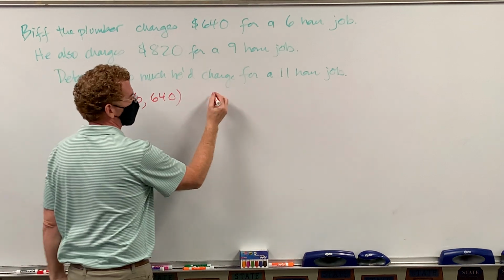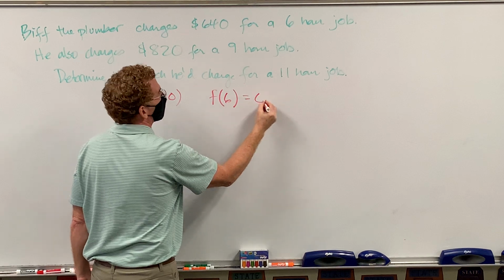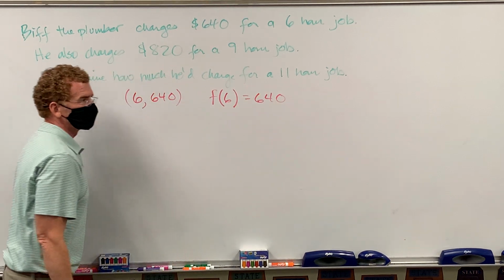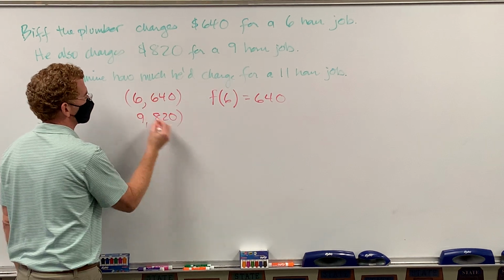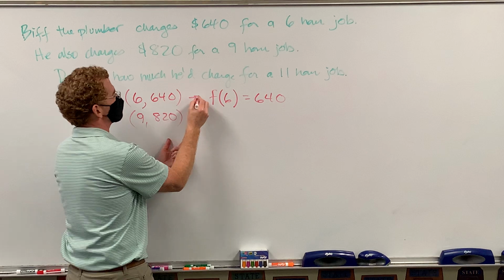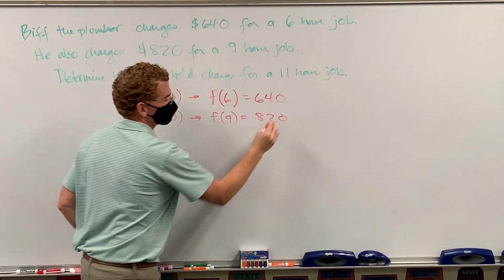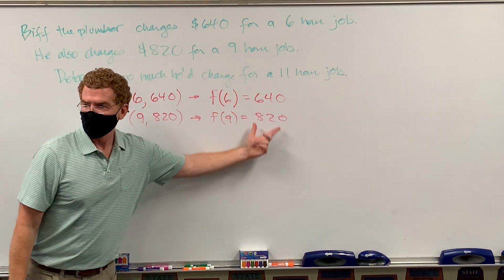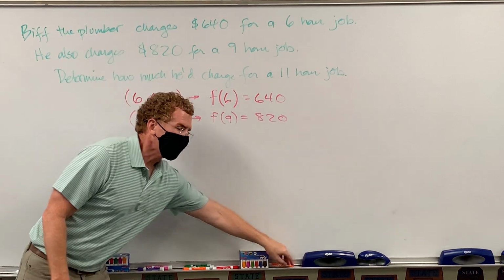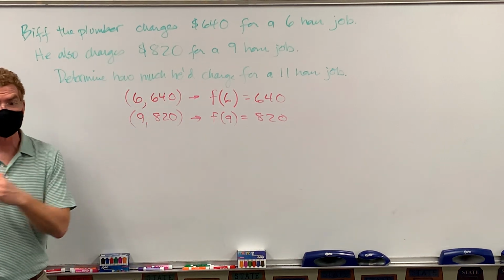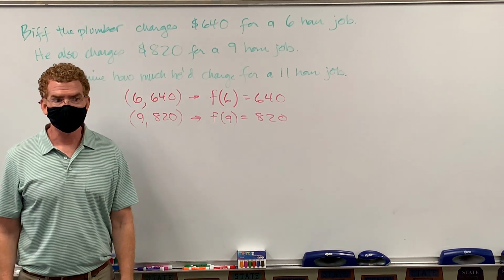Now that would be the same thing as saying, hey, there's some function out there that if I plug 6 hours into it, it's going to spit out 640 bucks. Now the other thing says, hey, a 9-hour job would cost me $820, which is the same thing as me saying, hey, there's some function out there that if I plug in a 9, I get $820. And if I have 2 points or 2 spots on a function, what can I find? Slope. And then after I find slope, I can take the slope of the line and, right? And then once I find the function, what can I do?